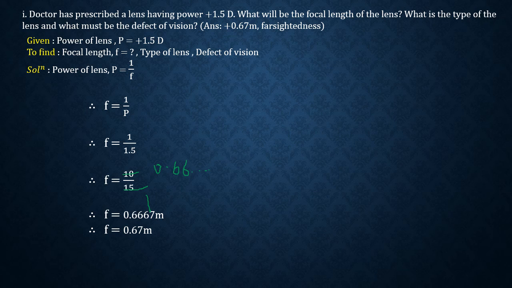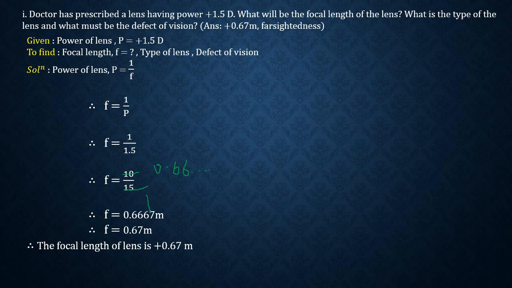So what you can say, the focal length of the lens is positive 0.67 meter. Now why is it positive? Because our power is positive, which means obviously the focal length is going to be positive. So your first part, that is finding the focal length: the focal length of the lens is positive 0.67 meter.